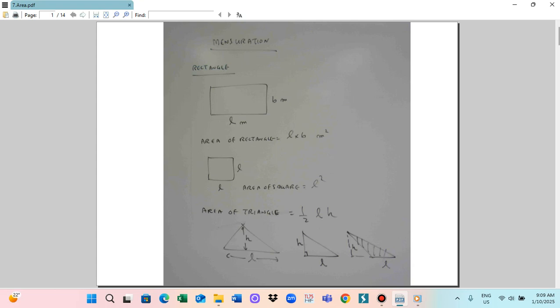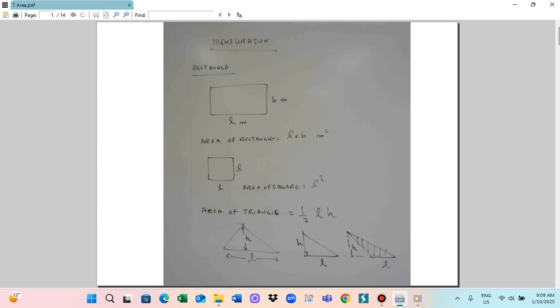And similarly, the area of the triangle. Here the triangle length is L and the triangle height is H. So this is the length and the height. The area of the triangle you can calculate as half multiply L multiply H. Half multiply base multiply height, that is the area of a triangle.